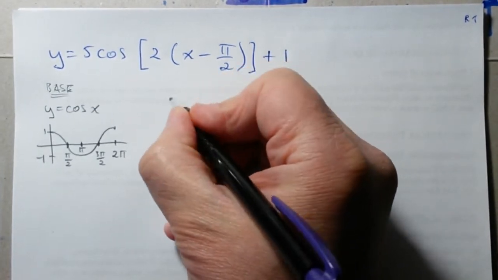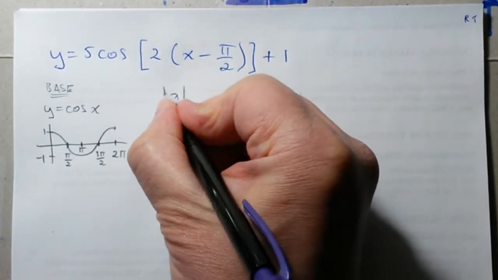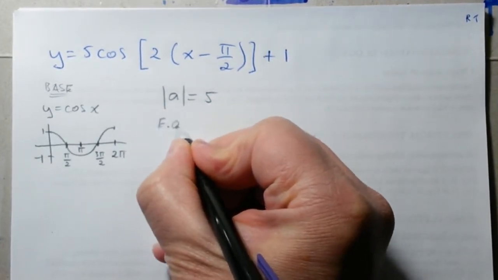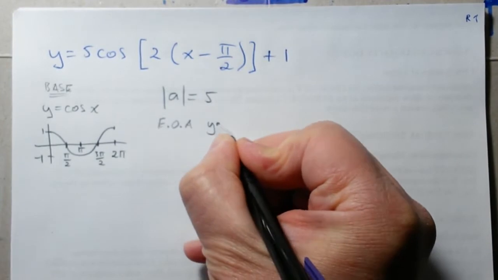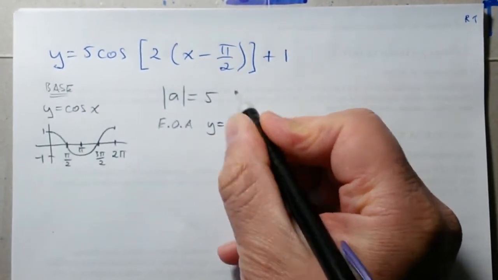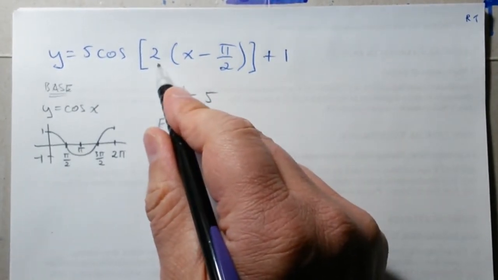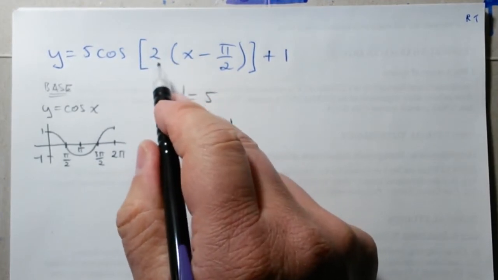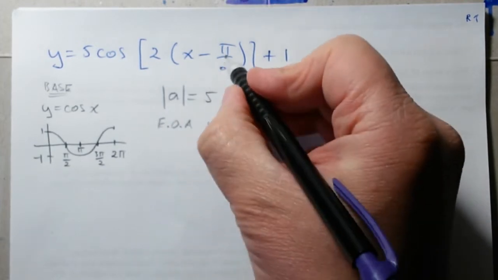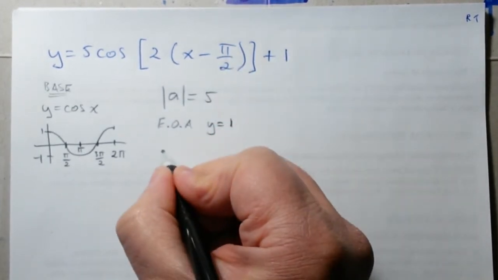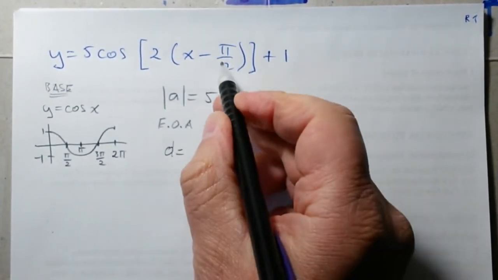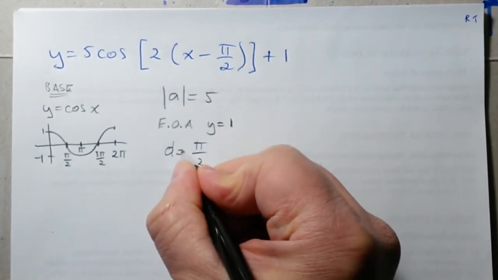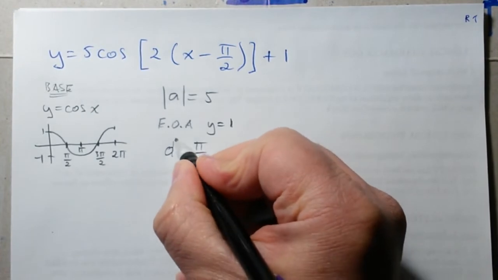We have A as the amplitude, so that's equal to 5. The equation of axes will be y equals 1, right? The value of k is 2. Before we look at that, which is going to help us to find the period, let's take a look at the value of d. There's a shift to the right by pi over 2 units, therefore d equals pi over 2.